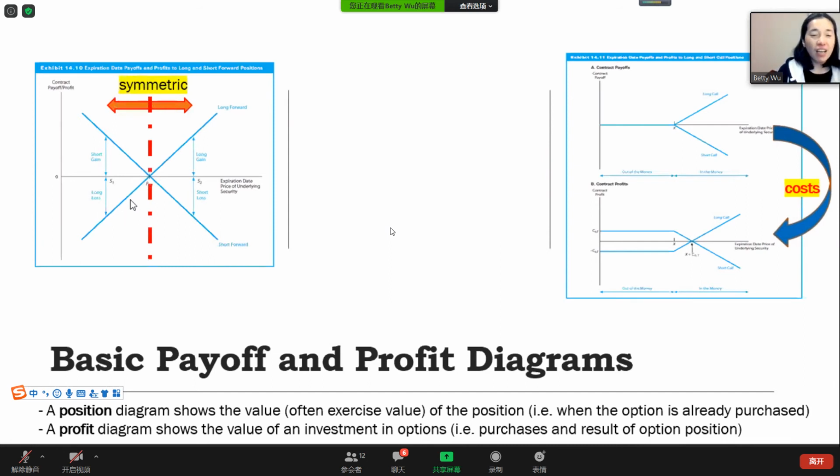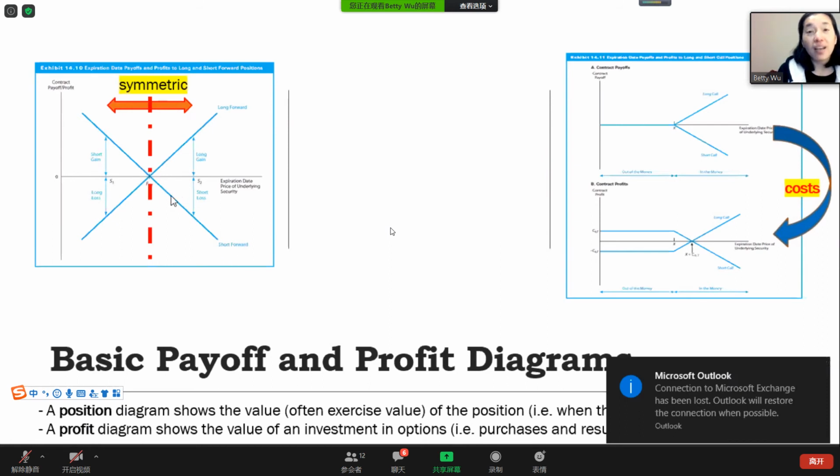Okay, then I will have a quick question for you. Here, for long forward and short forward, we don't see two diagrams. We only see one diagram. That means the position diagram and the profit diagram for long forward and short forward are the same. Why is that?